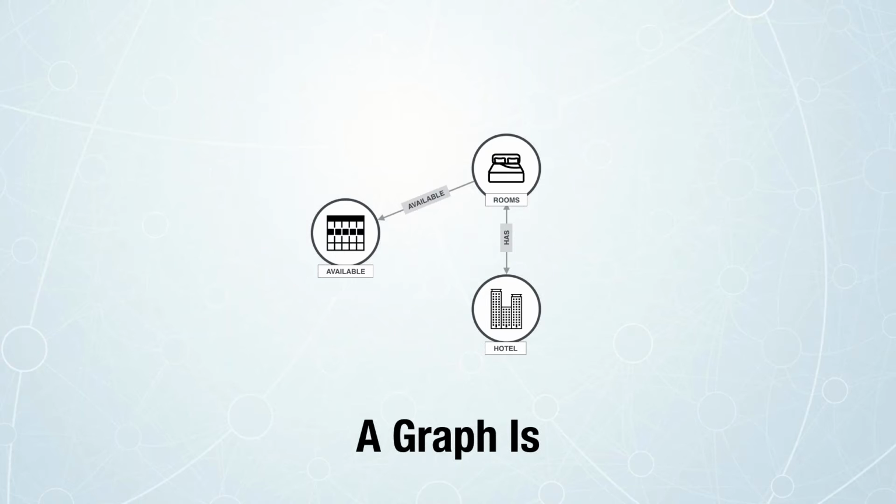So on this has relationship, or on the available relationship, different properties can be represented on those relationships that further describe those relationships. So I like to think of the nodes as being the nouns, and the nouns have properties, which are adjectives that describe those nouns. And then the relationships are the verbs, and the relationships have properties which describe those verbs, which are the adverbs.